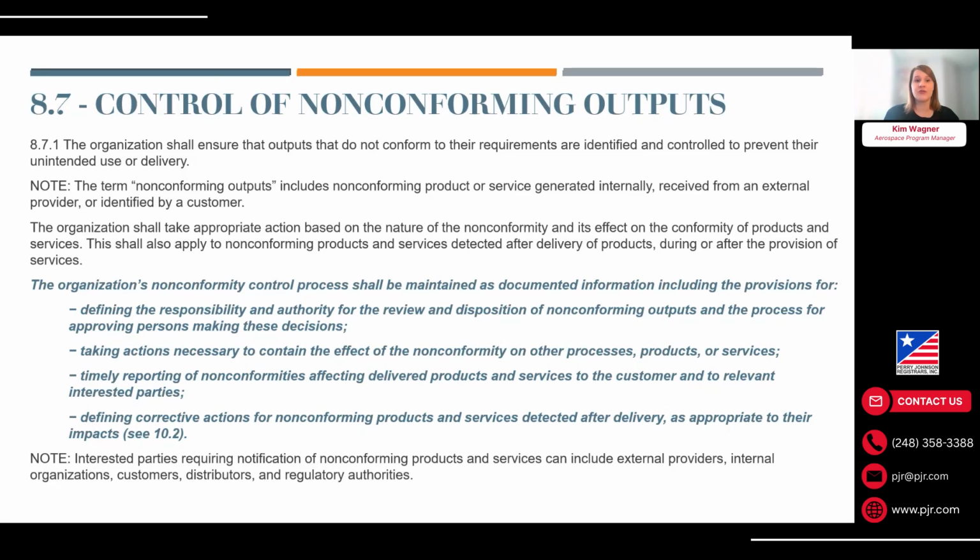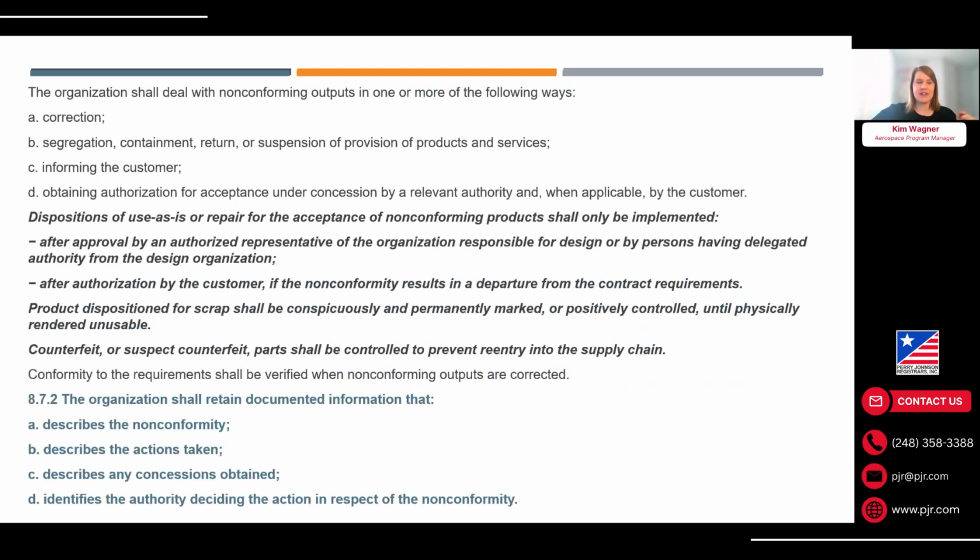It also has to include provisions for taking actions necessary to contain the effect of the nonconformity on other processes, products and services. So how do we contain the nonconformity? Timely reporting of nonconformities on delivered products and services to the customer and to relevant interested parties. So if we find a nonconformity that affects a delivered product or service, we have to report that to the customer and other relevant interested parties. And then defining corrective actions for nonconforming products and services detected after delivery. So that's, of course, pointing to 10.2 when it gets to that point, if we have something that's detected after delivery. And then 8.7 continues on the next page.